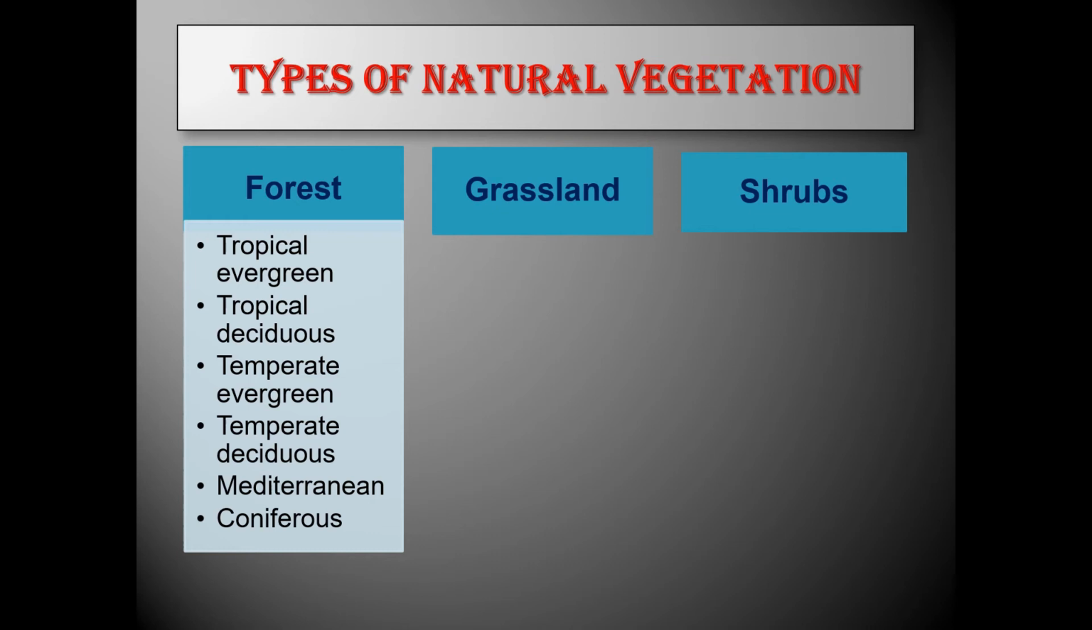So let's start with the tropical evergreen. Tropical evergreen forests are also called tropical rainforests. They are found in the equatorial region. The trees do not shed their leaves at the same time during any part of the year. That's why the trees are called evergreen here. Next, the tropical deciduous. Tropical deciduous forests are called monsoon forests because they are found in the monsoon region. Trees shed their leaves at the same time in a particular season of the year.